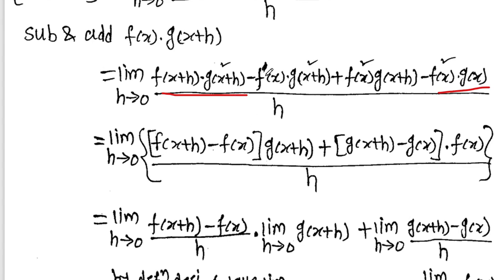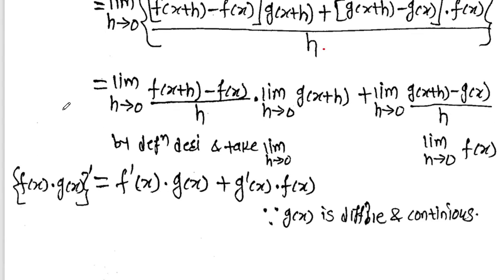This is not a derivative, this is only f of x. Plus, from these terms we take f of x as common, so what remains in the bracket is g of x plus h minus g of x, into f of x. This is a common term, divided by h as it is, left hand side as it is, limit h tends to 0.